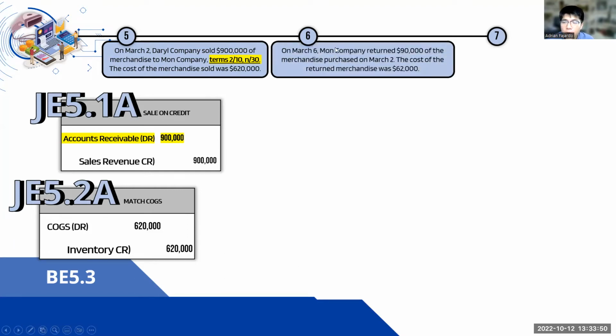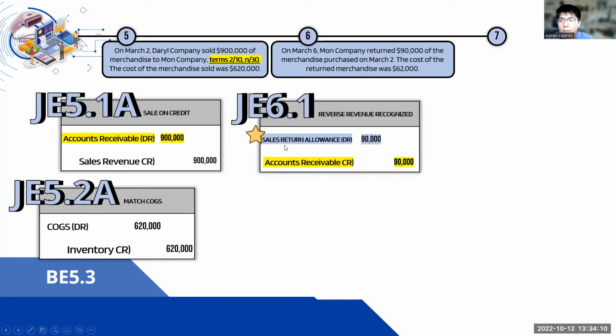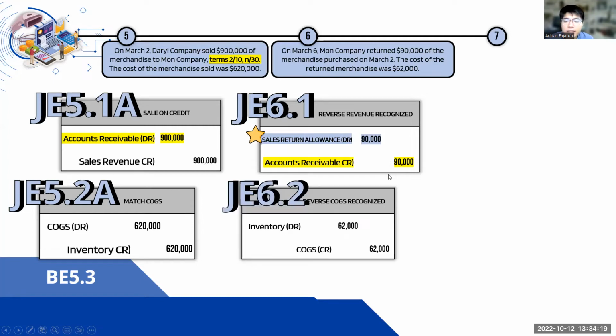Next, the customer actually returned 90,000 of merchandise. Therefore, when you return under perpetual, that means that it would decrease your revenue that you had to recognize. And also, it decreases the corresponding COGS that we initially matched, right? And therefore, number 1, we reverse the revenue recognized of 90,000. So debit sales return and allowance, credit AR of 90,000. And then we also reverse a portion of the COGS recognized. So debit inventory, credit COGS of 62,000, because that's the cost of the merchandise returned.